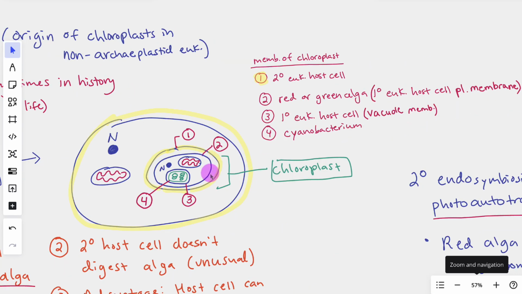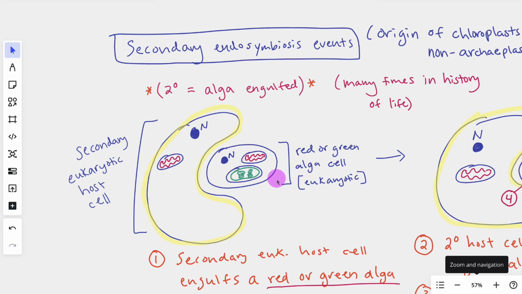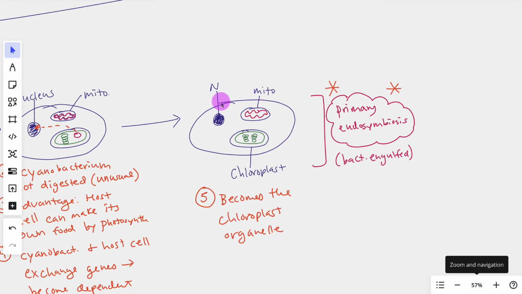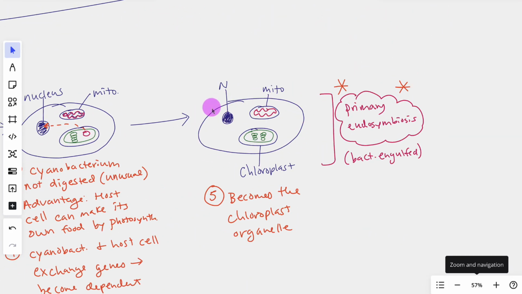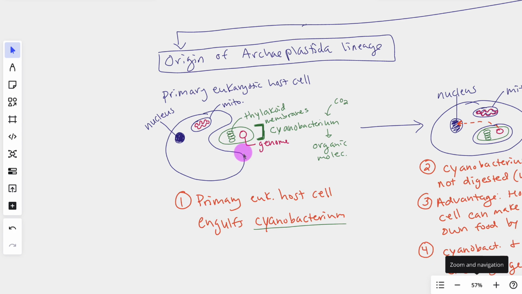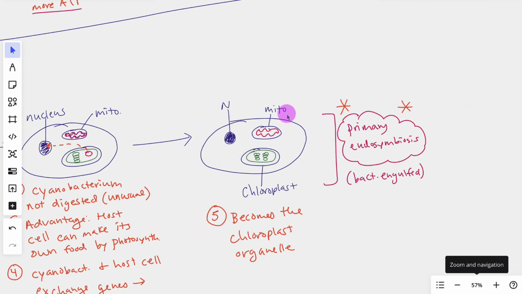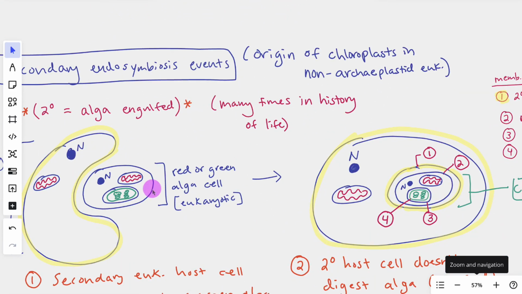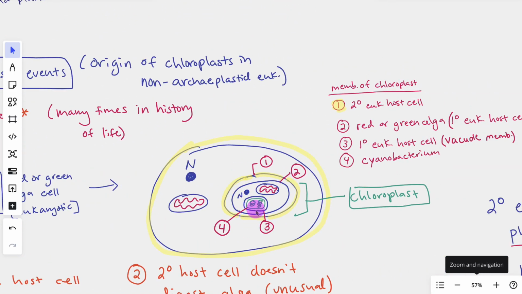The second membrane here comes from the red or green alga plasma membrane. So essentially this part of the alga. That actually came from this, which is the primary eukaryotic host cell. So that's the plasma membrane of that primary eukaryotic host cell, because ultimately that turns into the plasma membrane of the alga, and then that is engulfed and turns into the second layer here.